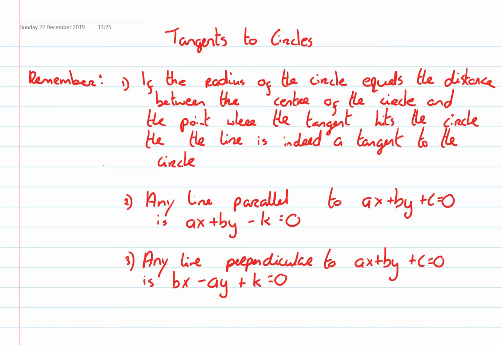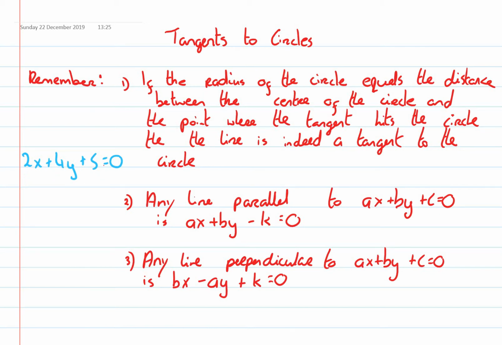Also, any line parallel to ax plus by plus c equals 0 is ax plus by plus or minus k. So what I mean by that is, let's say I had the equation 2x plus 4y plus 5 equals 0. Well, a line parallel to this would be 2x plus 4y plus or minus any number. We'll call it k. It can be plus or minus any number.